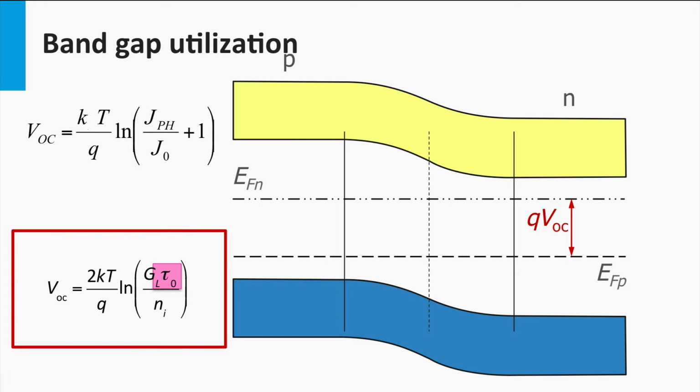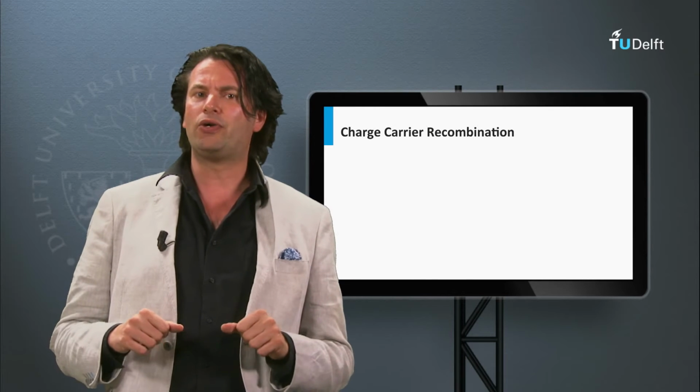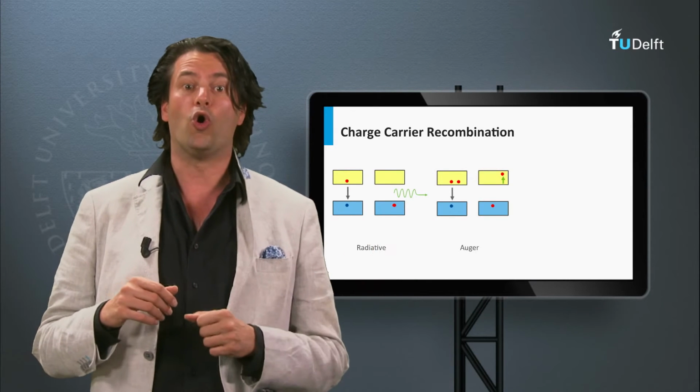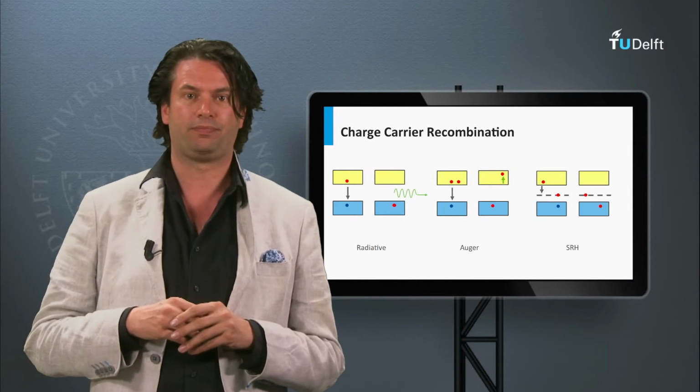Secondly, we see that the lifetime plays an important role. The larger the lifetime of the minority charge carrier, the larger the open circuit voltage can be. Or in other words, the longer the lifetime, the larger the splitting between the quasi-Fermi levels that is possible and the larger the fraction of the bandgap energy that can be utilized. The lifetime of the minority charge carriers is determined by the recombination rate. As discussed last week, we have 3 different recombination mechanisms: radiative, Auger, and Shockley-Read-Hall.